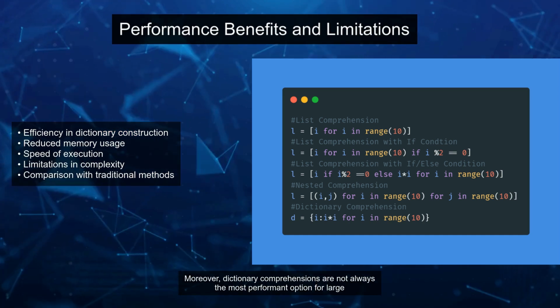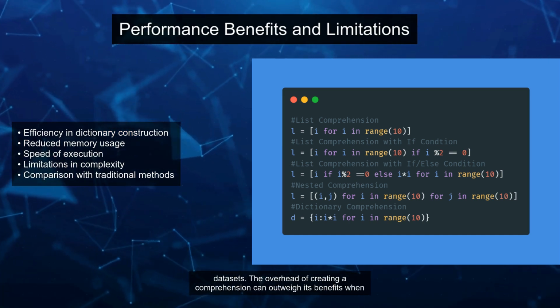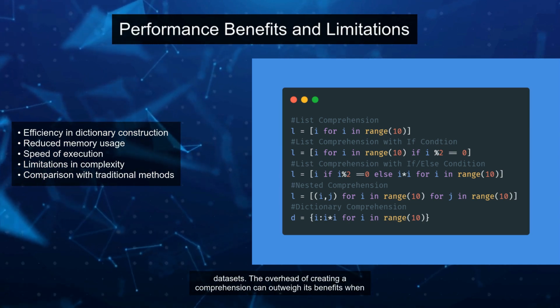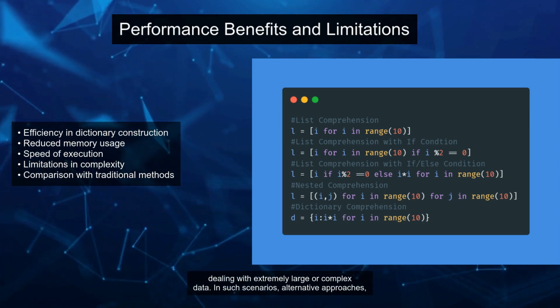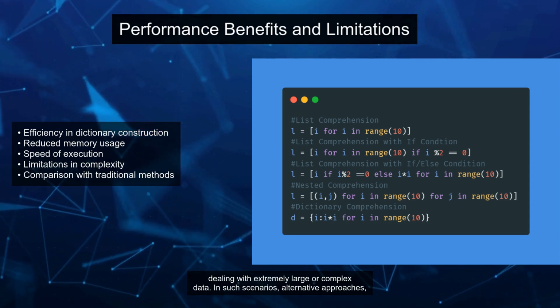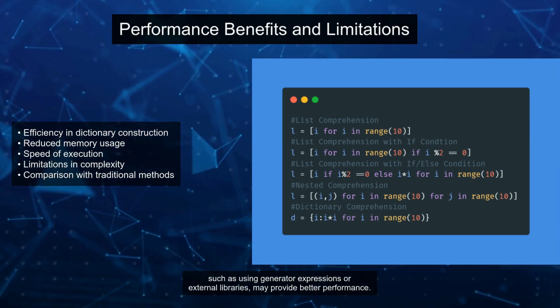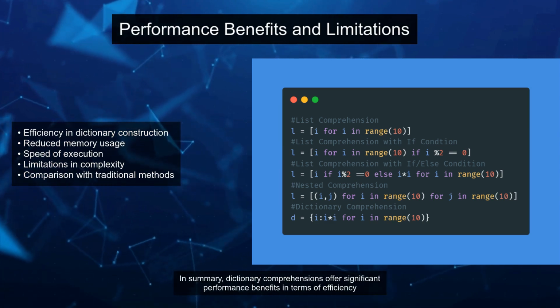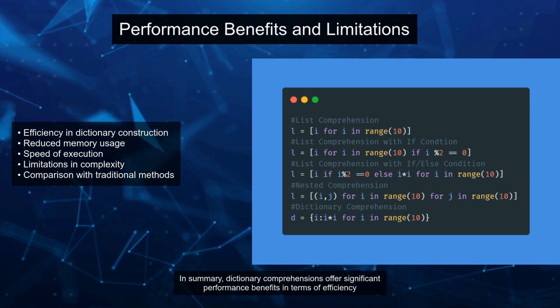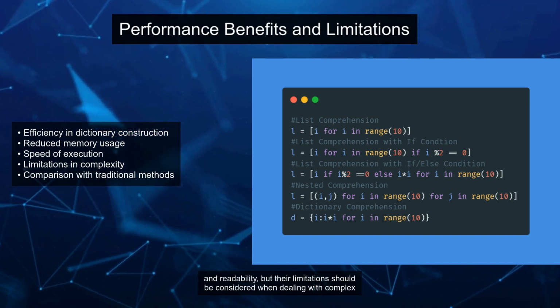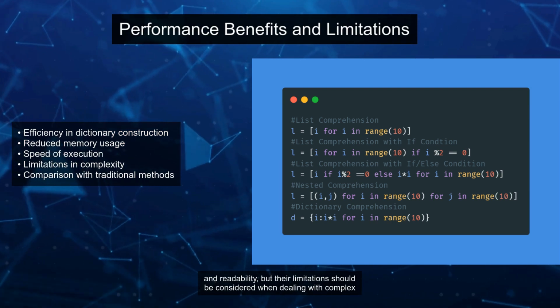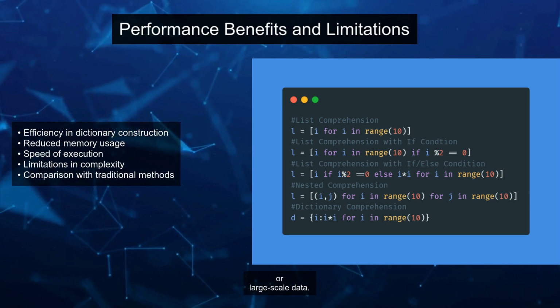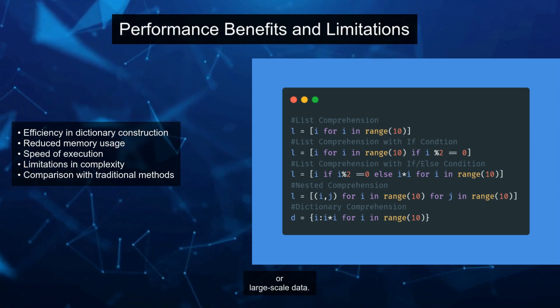Moreover, dictionary comprehensions are not always the most performant option for large datasets. The overhead of creating a comprehension can outweigh its benefits when dealing with extremely large or complex data. In such scenarios, alternative approaches, such as using generator expressions or external libraries, may provide better performance. In summary, dictionary comprehensions offer significant performance benefits in terms of efficiency and readability, but their limitations should be considered when dealing with complex or large-scale data.